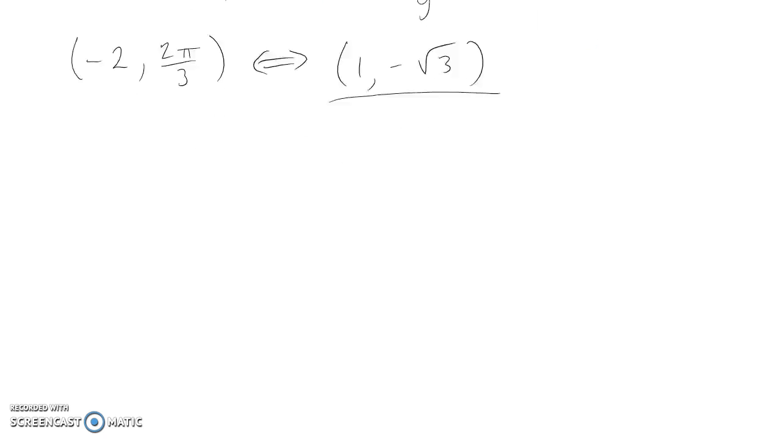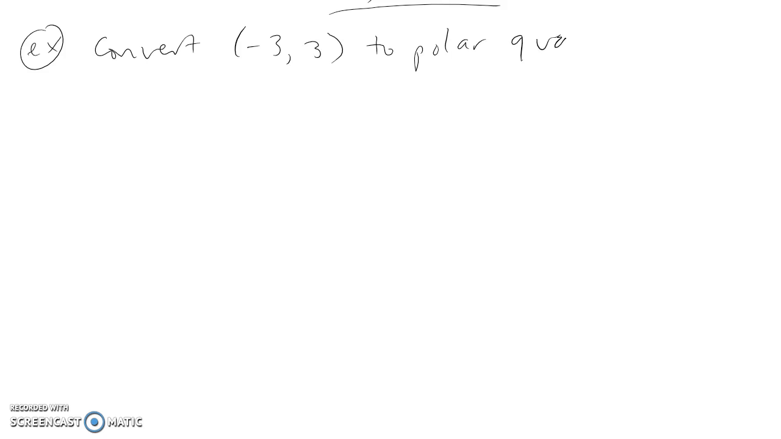Okay, we're going to do another problem. We're going to go the other way. We're going to convert -3, 3 to polar coordinates. Now, where is -3, 3, right? -3, 3 in rectangular coordinates is here. So it's in quadrant 2. Okay, so that's important to note.